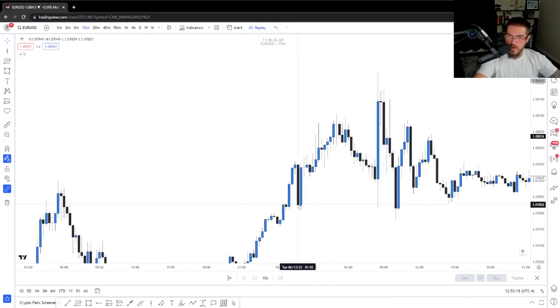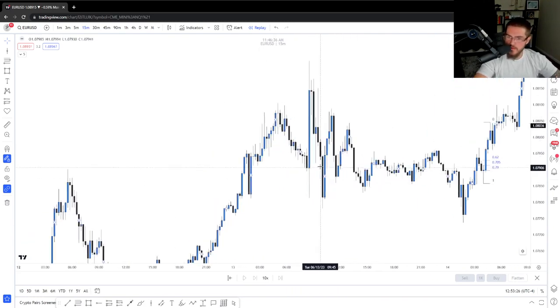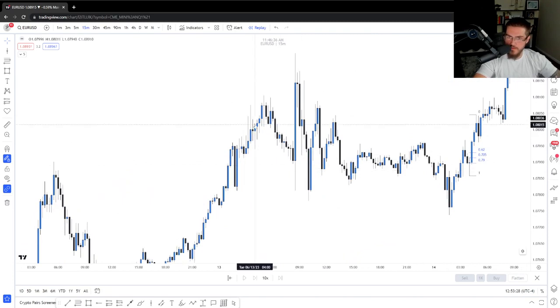Here's a good example too. This wouldn't give you a setup. There's no displacement here, right? There's just not. This is a day you don't trade. I think this was maybe where CPI was around this area, but this is a day you just chill out.